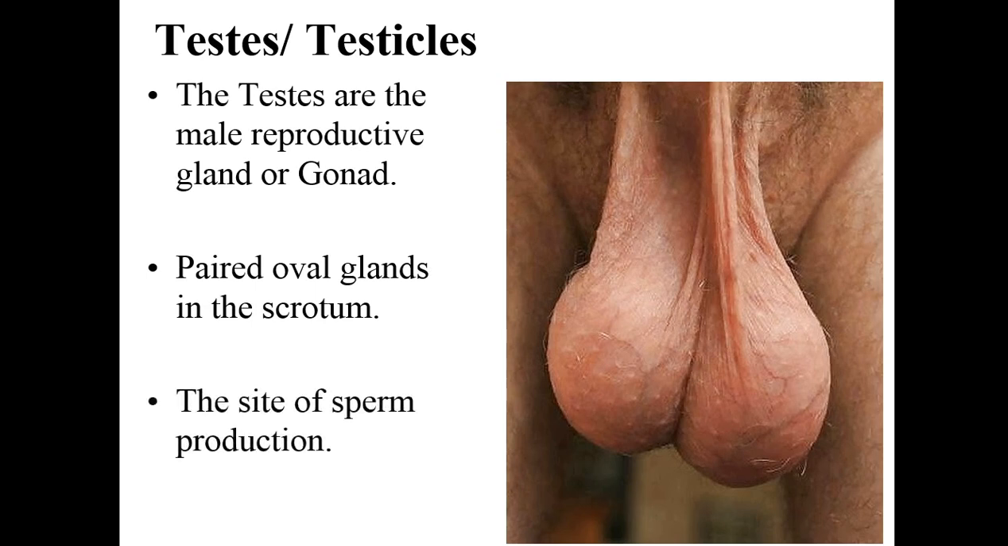Alright, so another shot of some testicles there, paired oval glands in the scrotum. This is the site of sperm production.